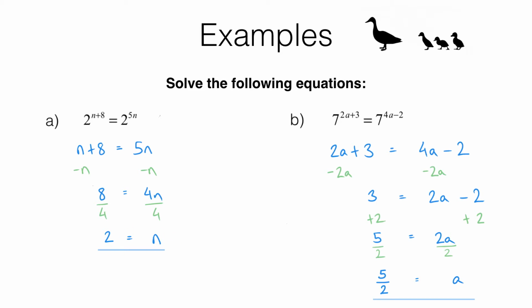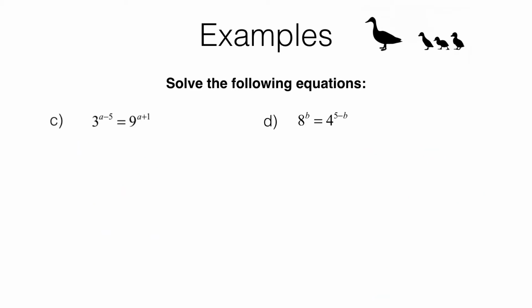Similarly, if you substitute a equals 5 over 2 into the left-hand side here, you will find we've got 7 to the power of 8. And if you substitute it into the right-hand side, you will also find we have 7 to the power of 8. That means this value of a satisfies this equation, which means we've found a correct solution.